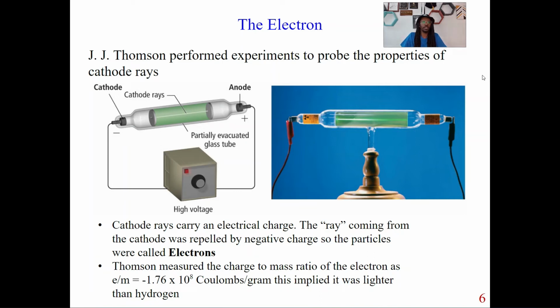So let's talk about the electron. In chemistry, really in science, we talked about the scientific method. We know that people are going to have to do these experiments to figure out these different theories and discover these new things. So let's talk about one of those scientists, J.J. Thompson. J.J. Thompson performed experiments to probe the properties of cathode rays.